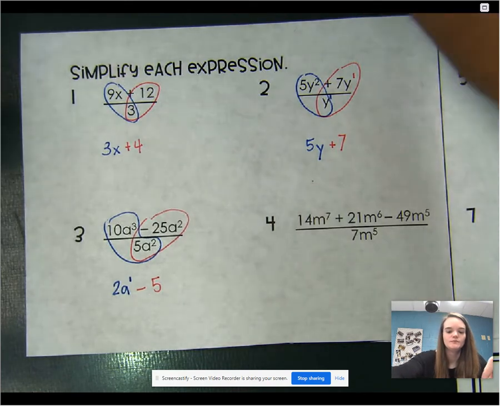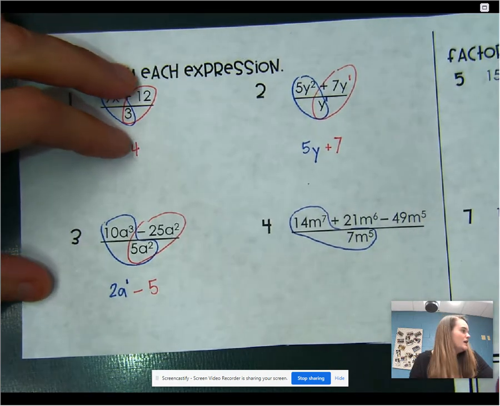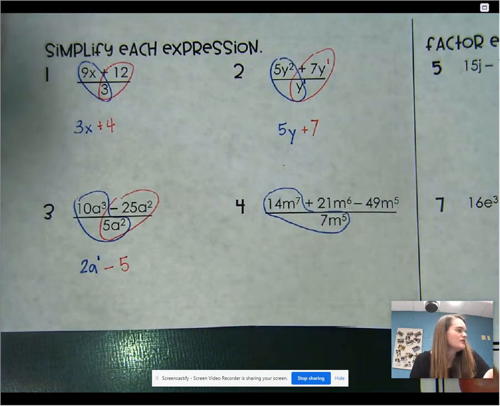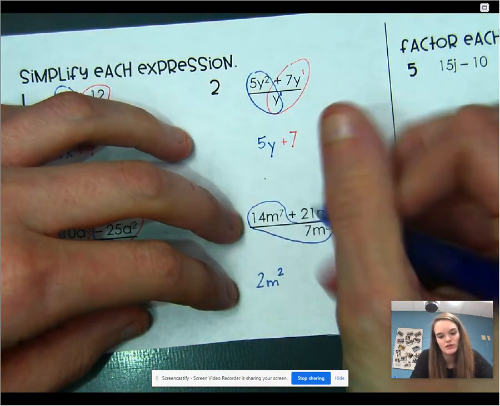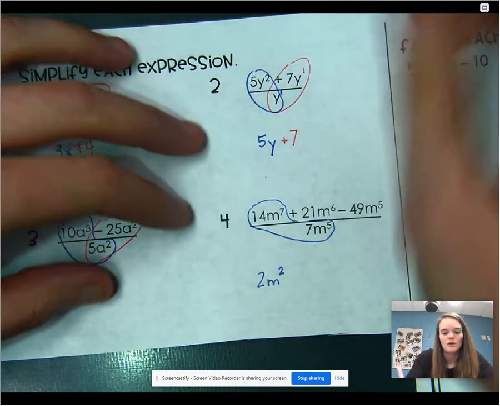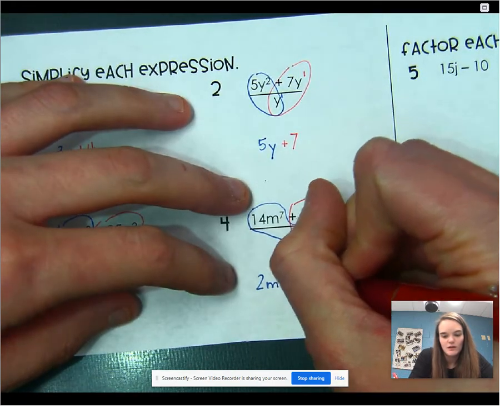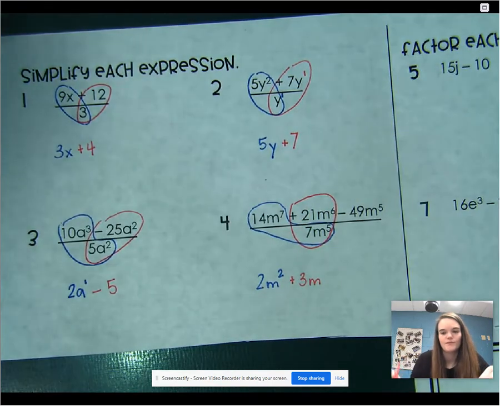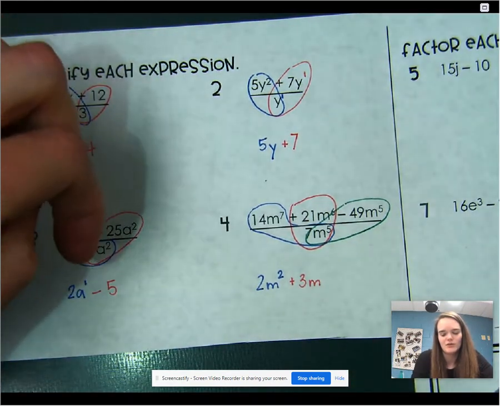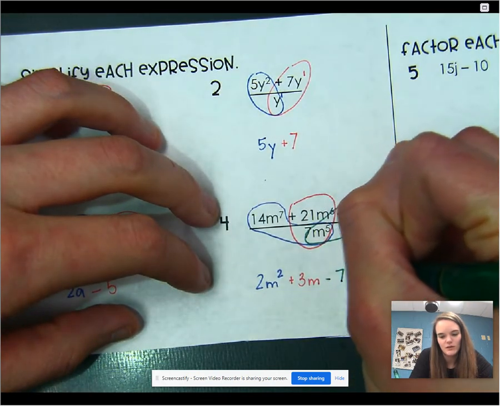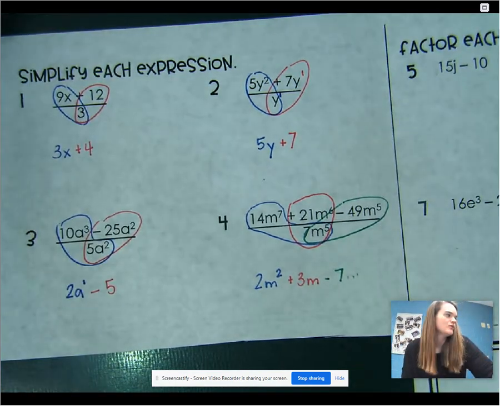All right, number 4. 14m to the 7th divided by 7m to the 5th. That is 2m squared. 7 minus 5 is 2. 21m to the 6th divided by 7m to the 5th is 3m. And negative 49m to the 5th divided by 7m to the 5th is negative 7. Nope, no m, sorry. There's 5 m's. We divided by or took away 5 m's, so there's none left.